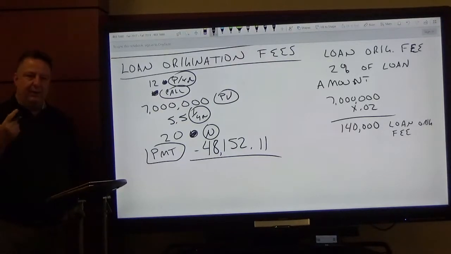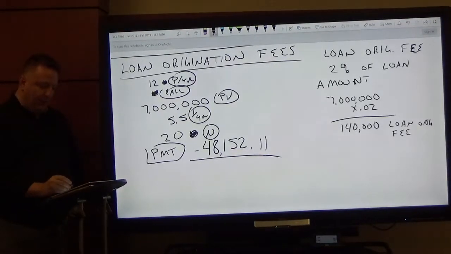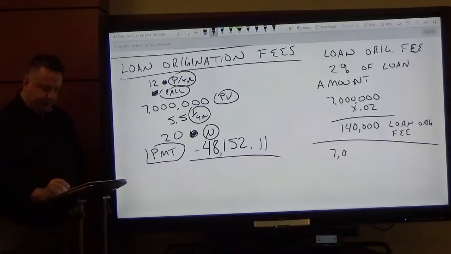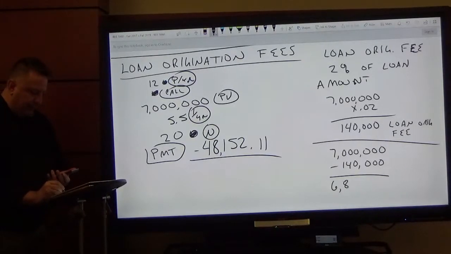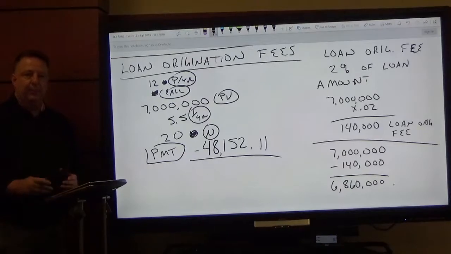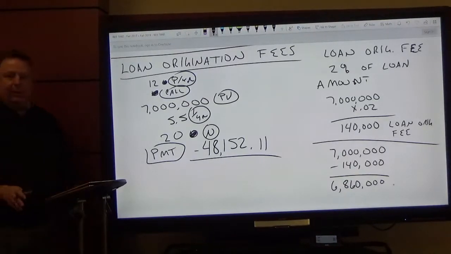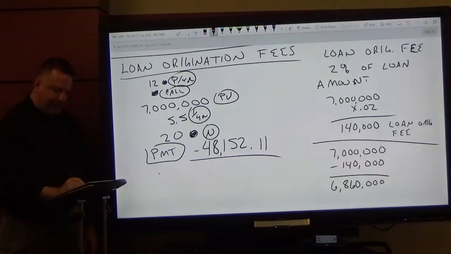So the way to then think about this, as I was just explaining, is that you take that $7 million, subtract out the $140,000, so your net proceeds are really $6,860,000. Net proceeds in terms of at the origination, that's what you would actually have. Now, here's what you want to do. You're going to take that amount, 6860, and put that in as your present value.